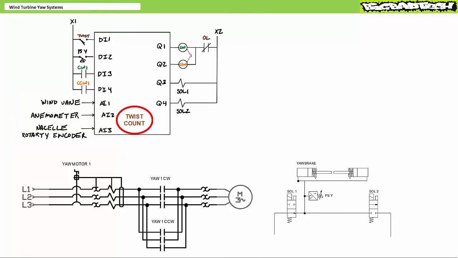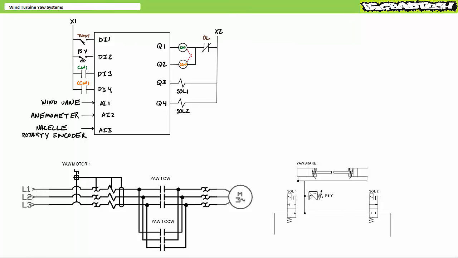Internal to the PLC, stored in memory, would be a software-generated twist count showing the number of full revolutions from the cumulative rotary encoder data. We'll discuss how this software-generated twist count value is used later on. A more robust industrial scale system might include additional temperature sensors, current sensors, and other accessory safety and performance monitoring inputs and outputs that might trigger other systems in the turbine or react to error conditions.